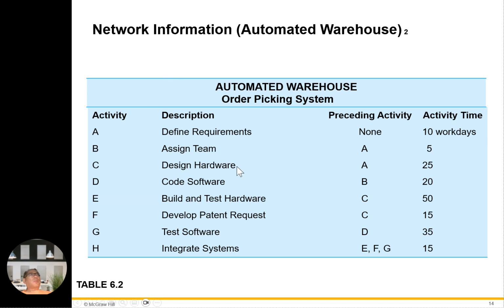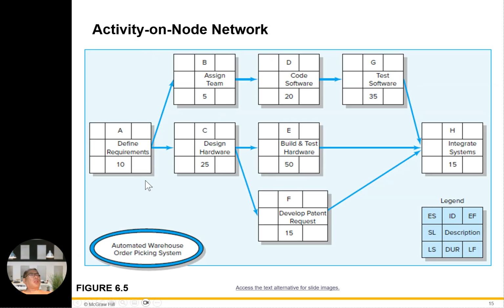Now, network automation system, so example A to H here. From defining requirements, activity A, let's say 10 days. For B, it's another 5 days, okay? 25 for C. D is 20 days. E is about 50 days. F is 15 days. G is 35 days. H will be 15 days. So it gives you an example of the flowchart, how it goes about. So when you define the requirements in terms of an activity on node network from A to B, C, it gives you an idea of the days that you have to do. Early start, which is this one, okay? Legend is on the side here.